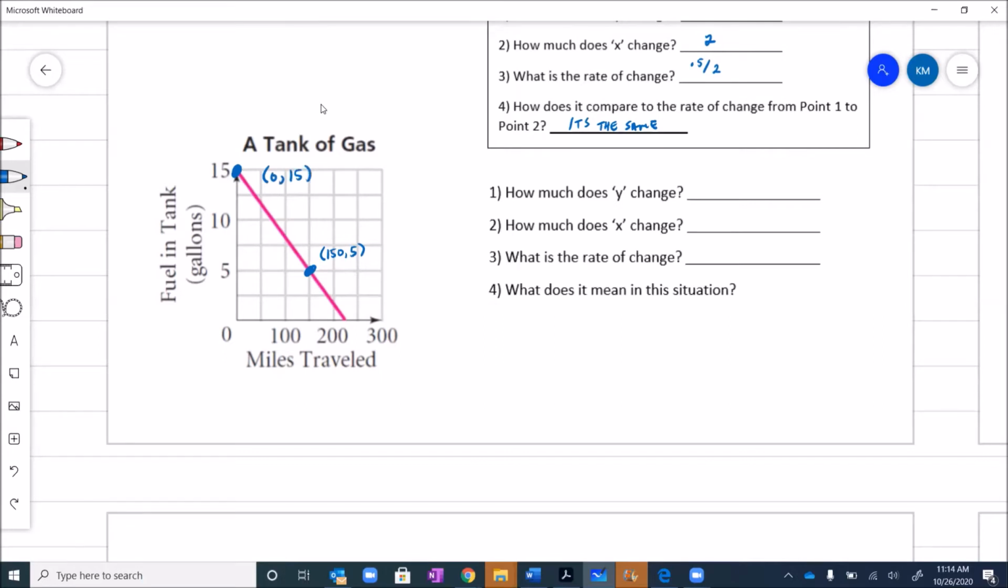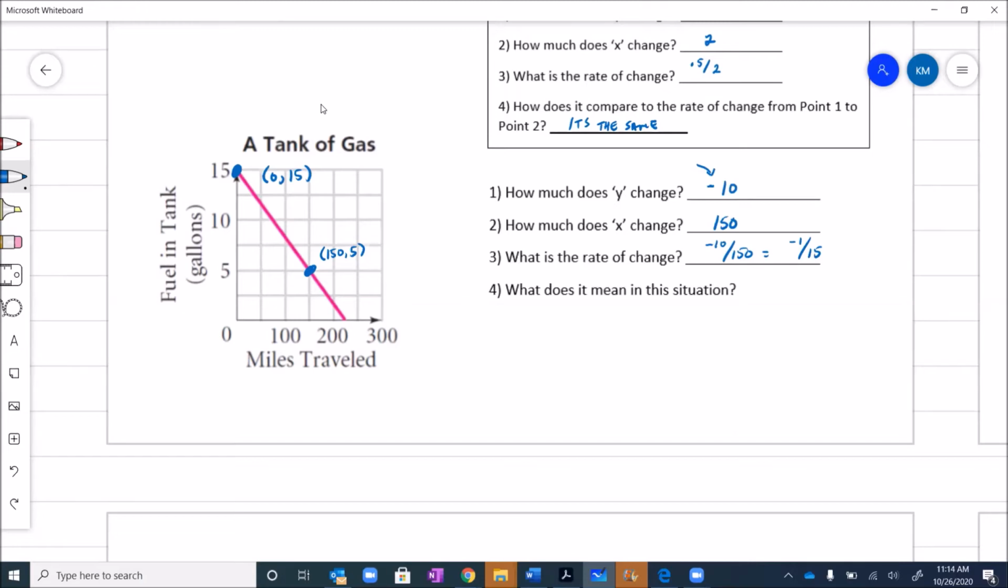Okay, so how much does the y change from these 2 points? Well, it goes from 15 to 5. So the difference here, how much does it change? Negative 10. Notice that we included the negative because it's going down. How much does the x change? Well, it goes from 0 to 150. So it goes up 150. So what is the rate of change? Negative 10 over 150, or better to say negative 1 over 15.